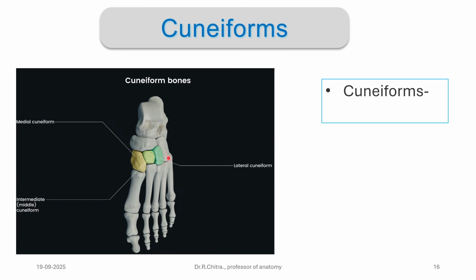Now the cuneiform bones, wedge shaped. In Latin it means wedge shaped. Distal surfaces of three cuneiforms articulate with, yes, metatarsals. First three metatarsals. Proximal surface of medial cuneiform, intermediate cuneiform and lateral cuneiform, it articulates with, what is this bone? Navicular.